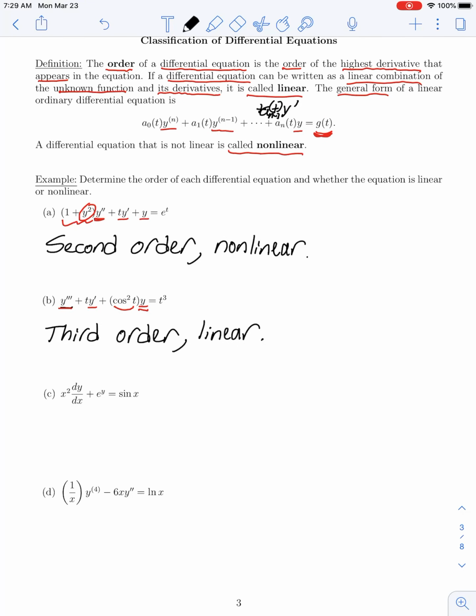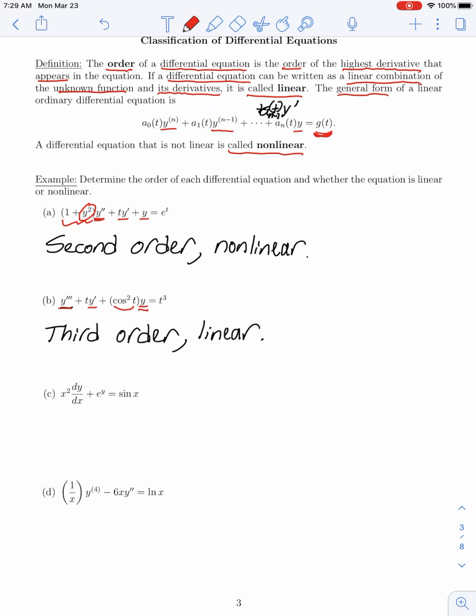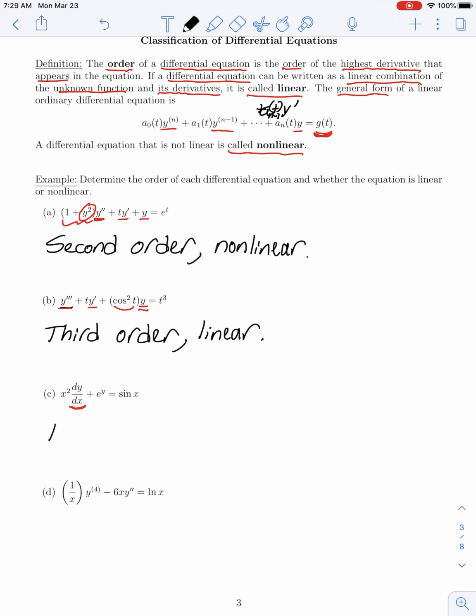Now in part C, let's again address the order of our differential equation. We see that our equation only involves the first derivative, dy dx, which is the Leibniz notation for the derivative of y with respect to x. And so since our equation only involves the first derivative, this is a first order differential equation.